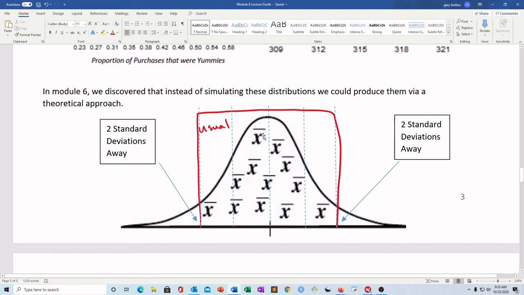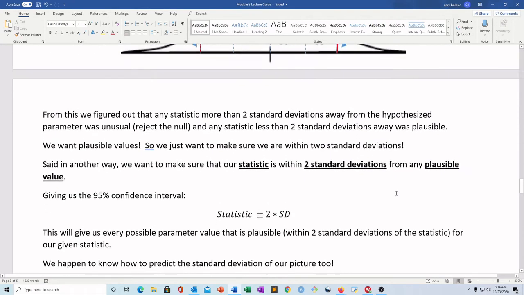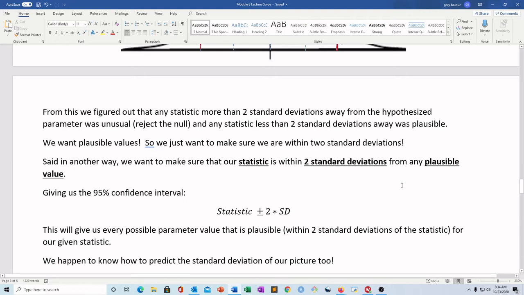Okay? And so instead of having to use 95%, 5% as our cutoff, we realized that this line here, the actual boundary, is -2 and 2 standard deviations away. So that's the idea of this. The idea of this, to scroll down a little bit more, is that we are interested in plausible values, right? This is really important. We're interested in plausible values for the parameter.